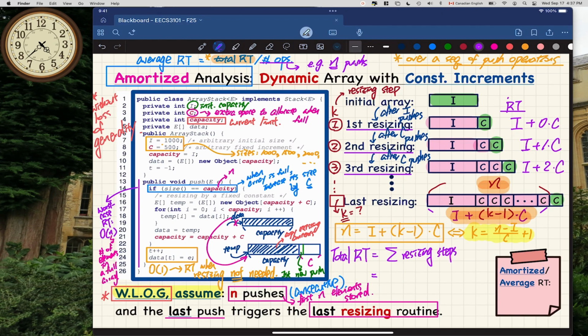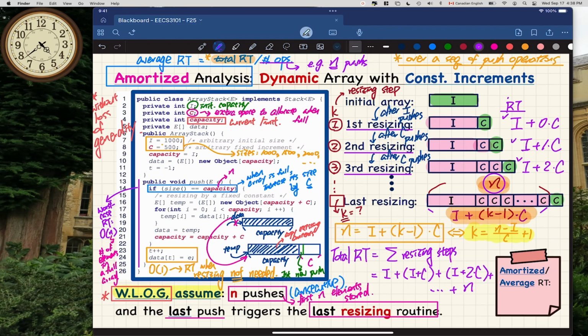Which will be equal to, let's write out the sequence over here. So the first one will be I, plus, and then the second one, I plus C, plus I plus 2C, plus all the way to, now the very last one. We know the very last one is simply about n pushes. So we got exactly n elements to copy over to the new expanded array, plus n.